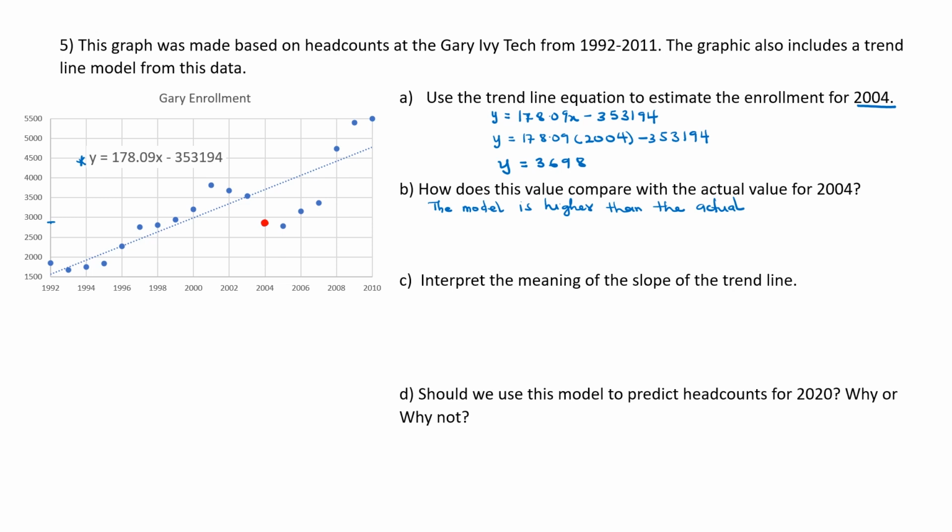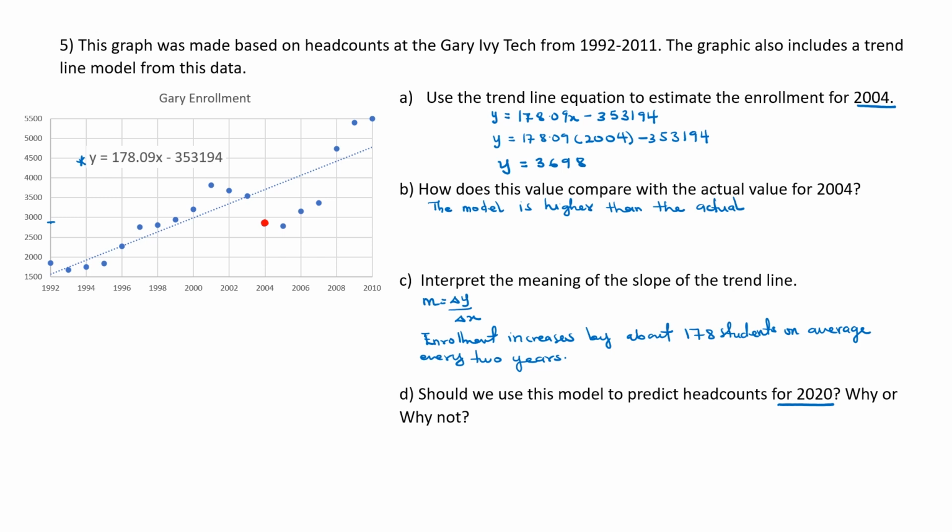To interpret the meaning of the slope, since we know the slope is given by change in y over change in x, we're looking at a ratio of the enrollment divided by the years. So we can say that enrollment increases about 178 students on average every 2 years.